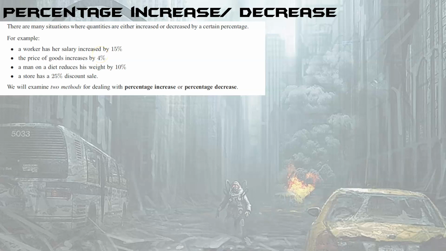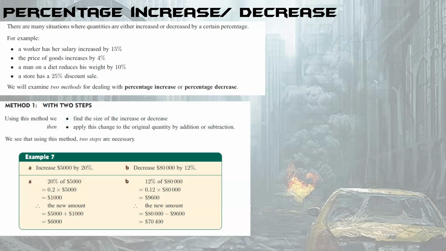So for example, if we were to say this thing cost $10, it increased by 10%, how much does it now cost? There's 2 steps to that. You need to find out what is that percentage first, and then add it to the original cost, and now you have the final cost. So the method 1 is using 2 steps. This is where we find the size of the increase or decrease, and then we apply it to the original, just like I said before. So figure out what is that value, add it to the original value, you get your final value.